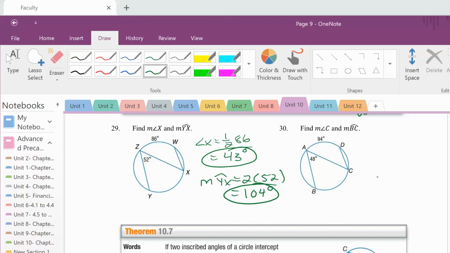So here in the next one, angle C is half of 94, which is 47. So the measure of angle C equals 47 degrees. And the measure of arc BC is 2 times 48, which is 96 degrees.